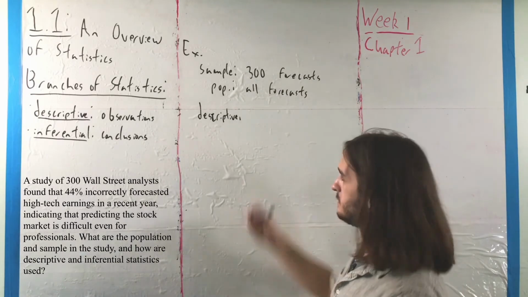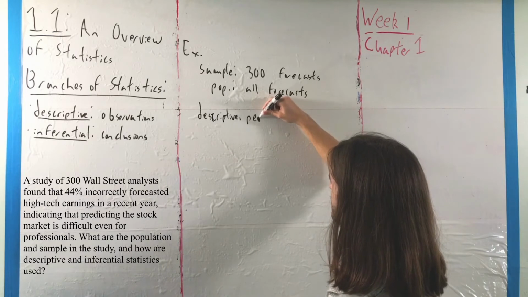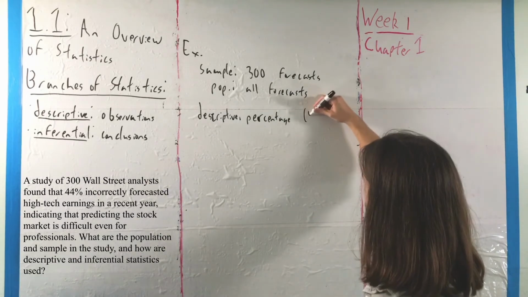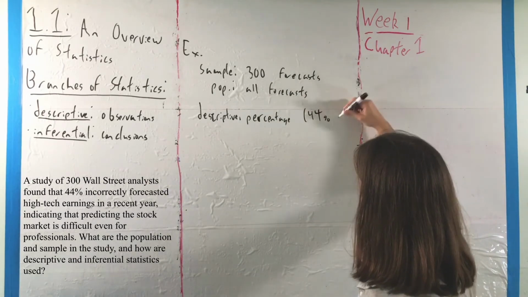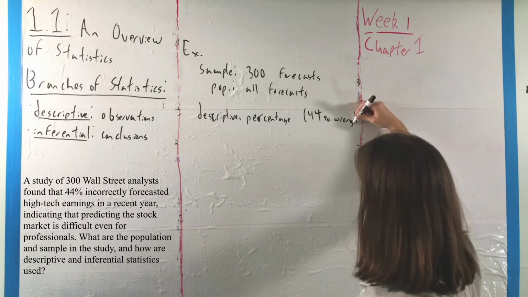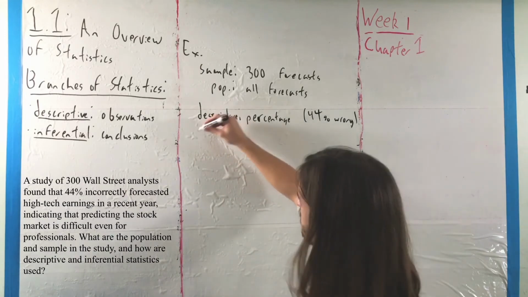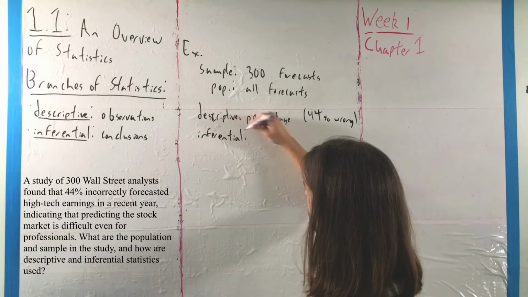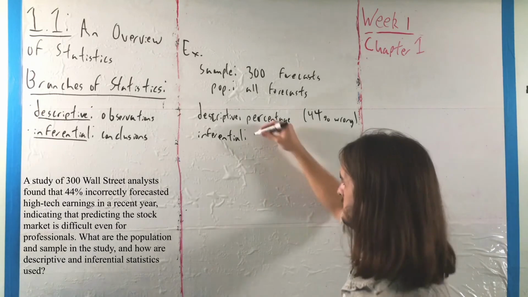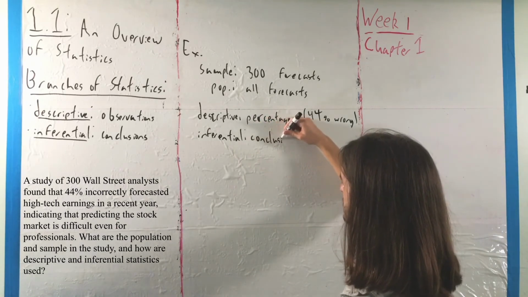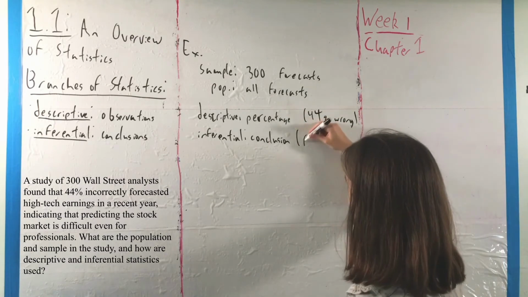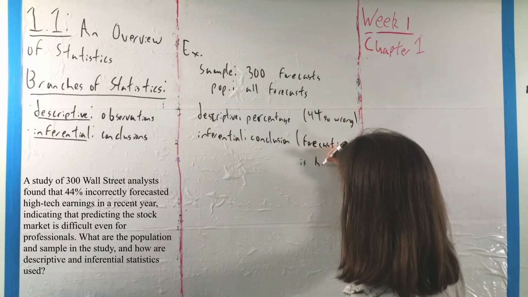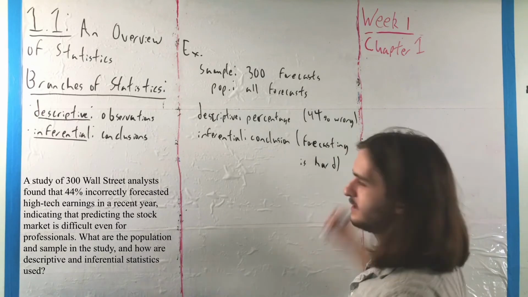These would be the percentage that we're seeing. It's the presentation of the data that we have. The 44% wrong. And then on the other hand, the inferential statistics used here would be the conclusion that we draw. Where in this case, our conclusion is that forecasting is hard. It's not easy to predict the stock market, even if it is your job.